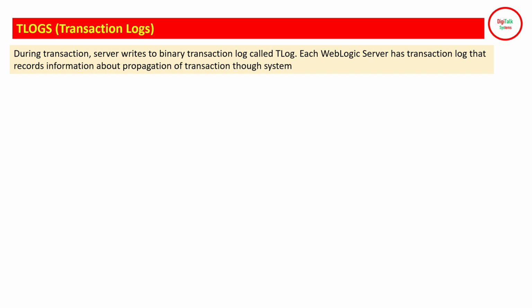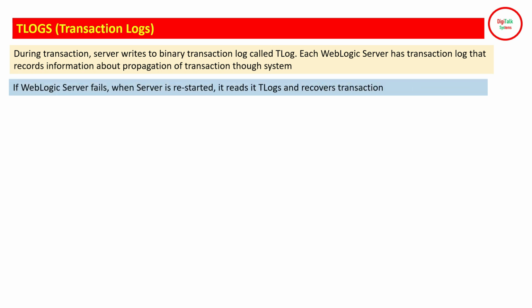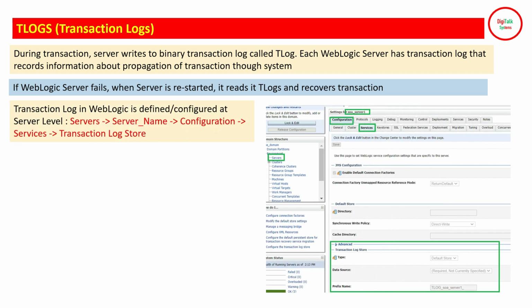So during a transaction, the server writes to a binary transaction log file called the TLOG file. Each WebLogic server has a transaction log that records information about propagation of transactions through the system. That means every transaction is getting logged in the transaction log so that it can be recovered in case your server crashes or you have forced down your server. So if the WebLogic server fails, when the server is restarted, it reads its transaction log and recovers the transactions.